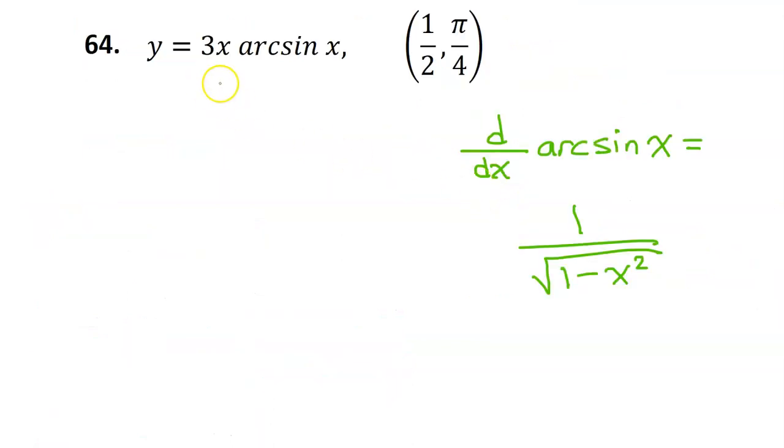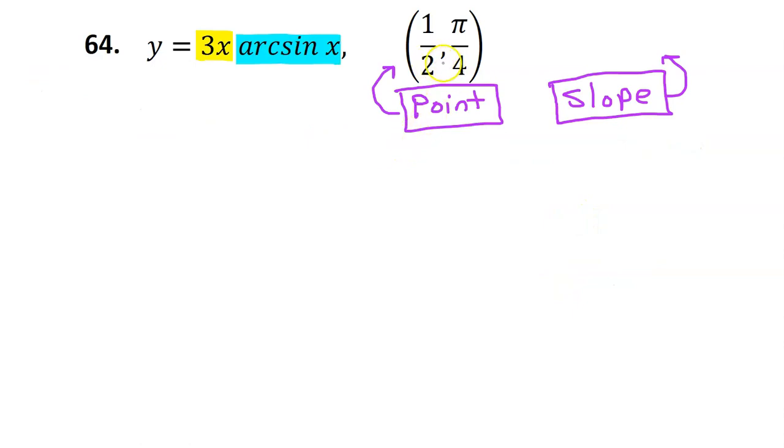The directions are the same for problem number 64. Here is the fact that you must memorize. The derivative of arcsine is +1 over the square root of 1 minus x squared. The derivatives of arcsine and arccosine are the same, except the derivative of arcsine is positive, while the derivative of arccosine is negative. Again, we are given a point, the point of tangency, so all we need is the slope in order to write the equation of the tangent line.